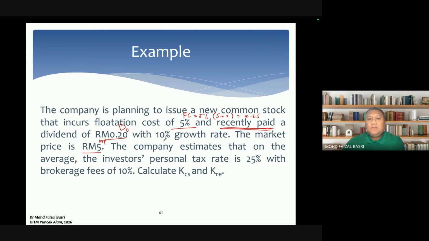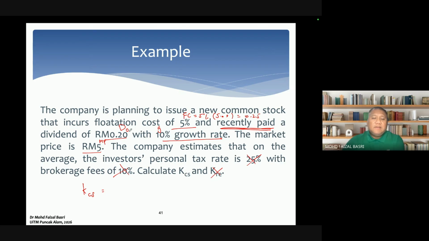Okay, and the growth rate is 10%. So this is our G. Okay, market price RM5. So the rest you ignore, because we don't need to calculate KRE. So the tax rate and brokerage fee we don't need to take into consideration. So we just focus on how to calculate the common stocks.